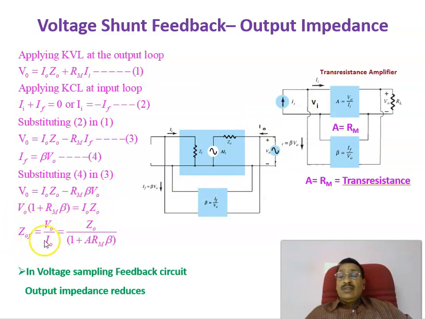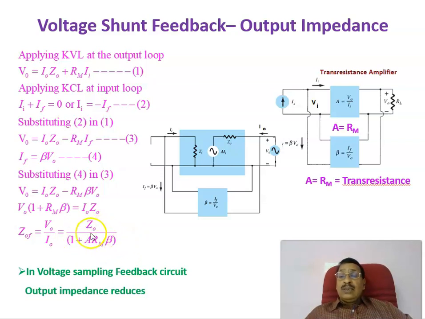Output impedance with feedback is equal to V0 by I0, which is equal to Z0 divided by 1 plus A beta into RM, where RM is the transresistance, which is equal to the output voltage divided by the input current. This is called the transresistance RM. Therefore, in this case also, the output impedance with feedback is equal to the output impedance without feedback divided by 1 plus A beta into RM.